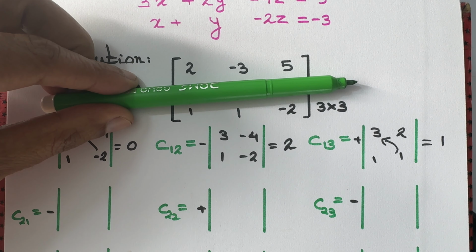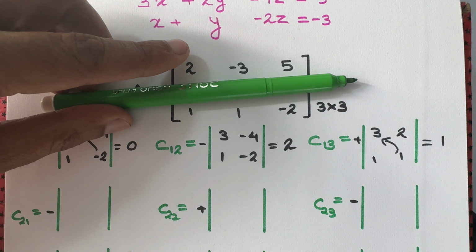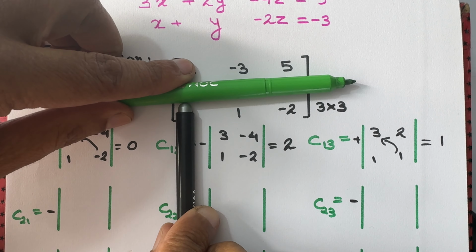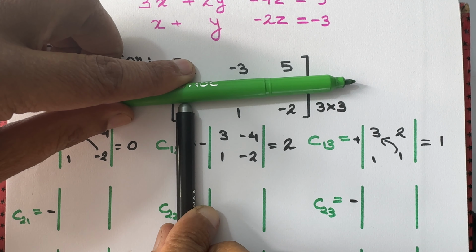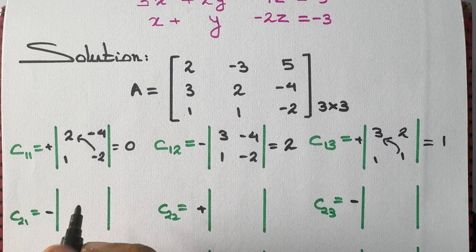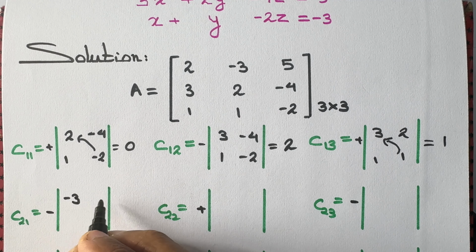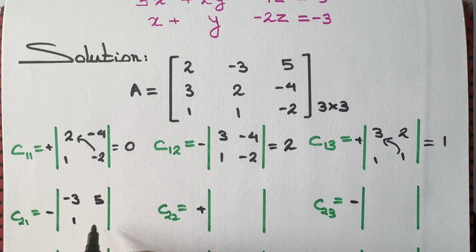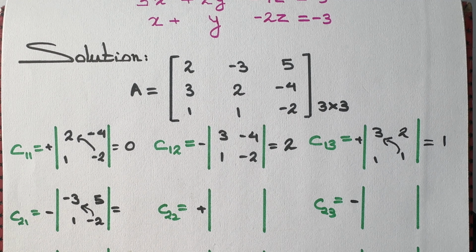C21 corresponds to the second row, first column. Let's cover those up. We are left with minus 3, 5, 1, minus 2. That is equal to, again, anti-clockwise direction positive, clockwise direction negative, so 6 minus 5, which is 1. But we have a negative sign, so minus 1.